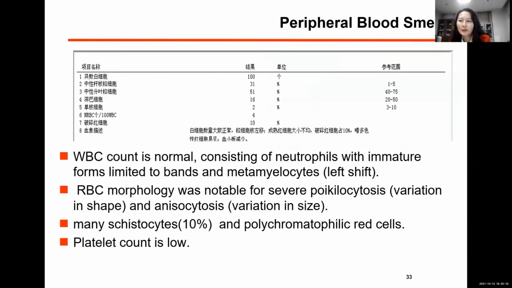This is her peripheral blood smear morphology report. This report shows the WBC count is normal, consisting of neutrophils with immature forms limited to bands and metamyelocytes. Red blood cell morphology was notable for severe poikilocytosis and anisocytosis, many schistocytes, and polychromatophilic red cells. Platelet count is low.